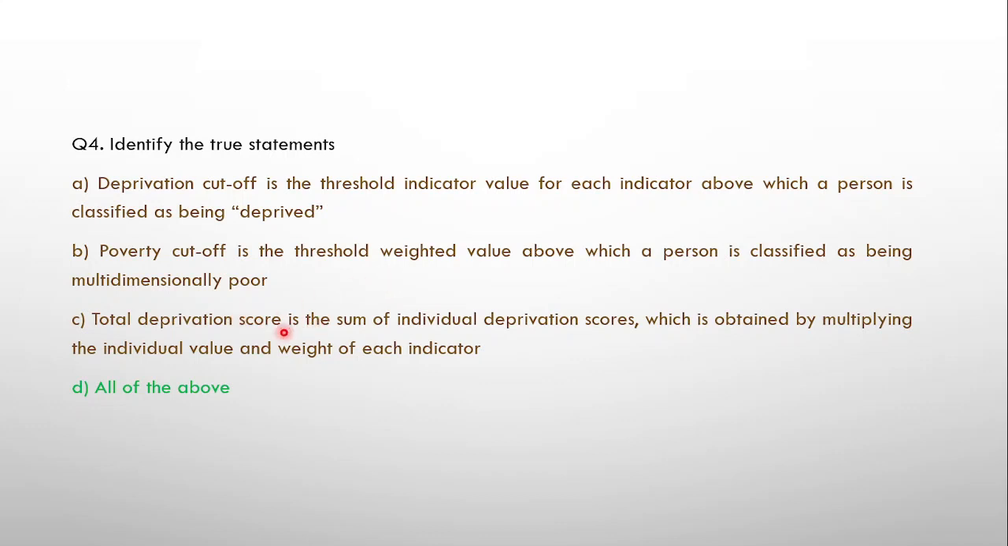Then the deprivation score, which is a sum of individual deprivation scores. You have all the indicators, and for each indicator you calculate a deprivation score, which is nothing but the individual value, that is the binary value of whether they are deprived or not, 1 0 1 0, as you saw in the table, multiplied by the weight of each indicator, 1 by 6 or 1 by 12, 1 by 21, and so on. You obtain the individual scores and then add them all up. The final score is the total deprivation score. In that example, it was, I think, 0.42. So all these three statements are true.